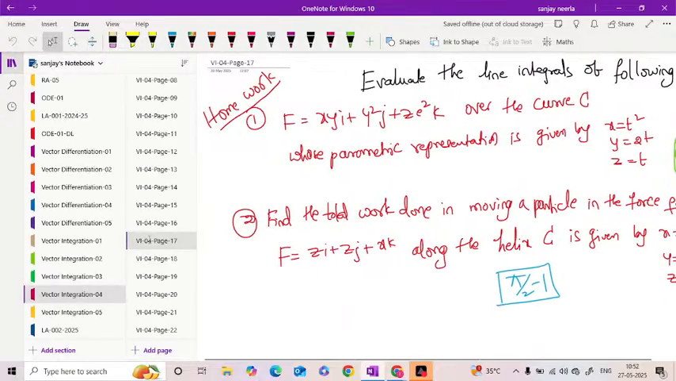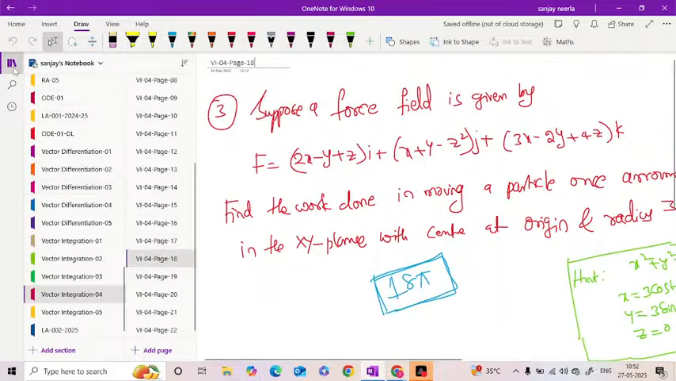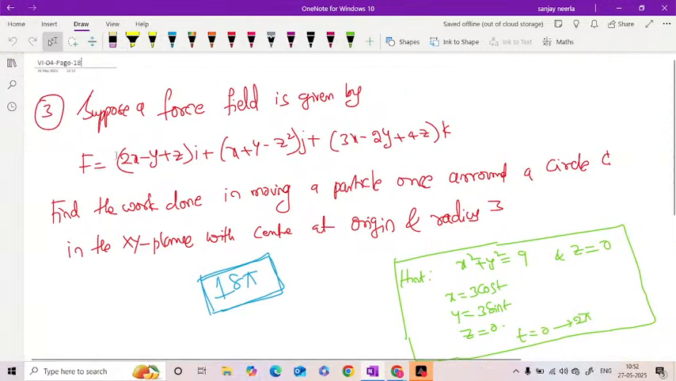Coming to the third one, it is also a line integral, but the parametric form is not given. It says to find the work done in moving a particle once around a circle in the xy plane with center at the origin and radius 3. It is not given in parametric form, so you have to convert it into parametric form.